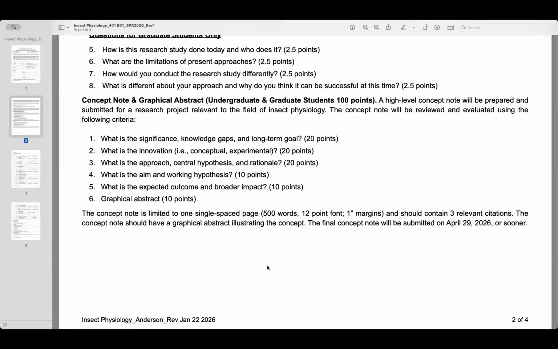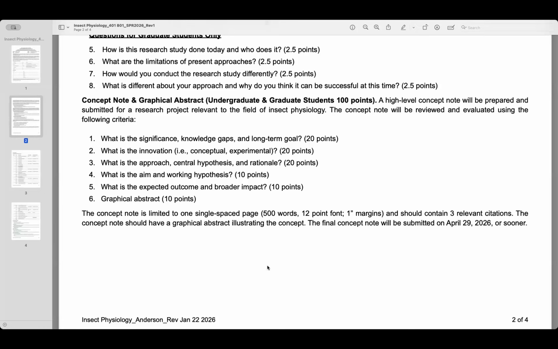So with innovation, it can be conceptual or experimental. When I say conceptual, it's a new way of thinking about something or a problem. If I say experimental, then it could be a new method, right? For being able to provide knowledge to that subject.